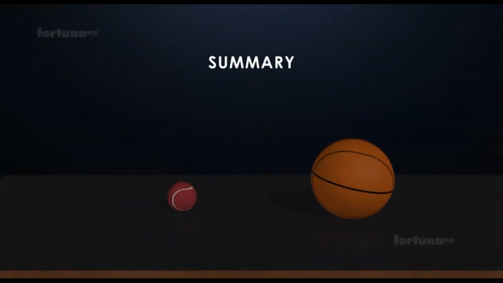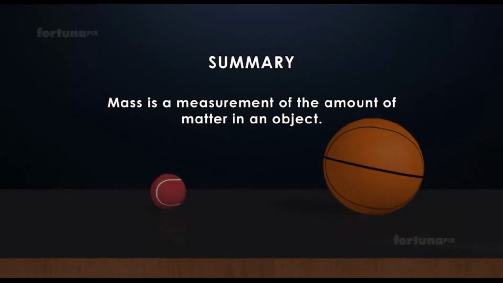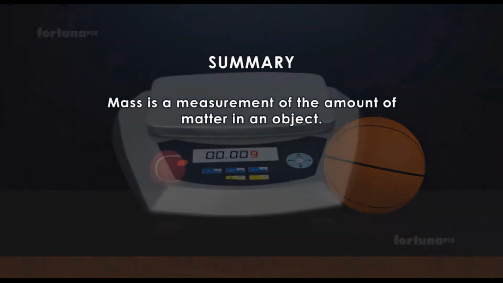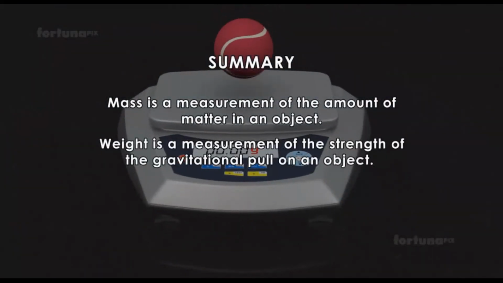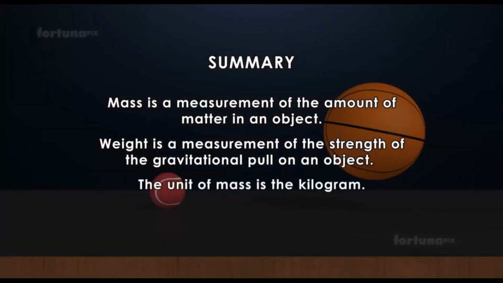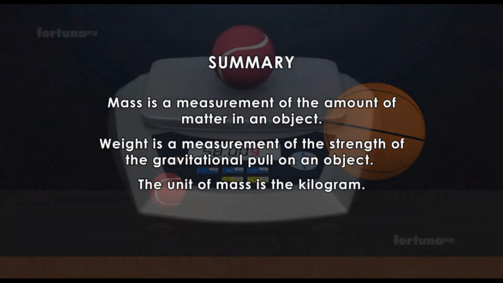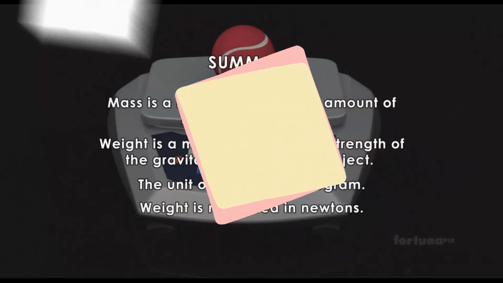Summary. Mass is a measurement of the amount of matter in an object. Weight is a measurement of the strength of the gravitational pull on an object. The unit of mass is the kilogram. Weight is measured in newtons.